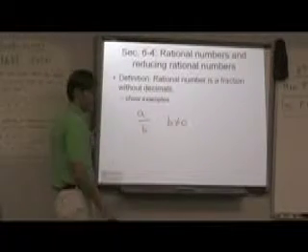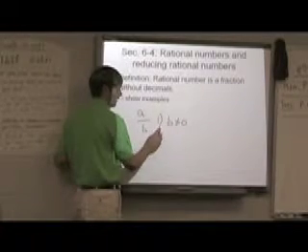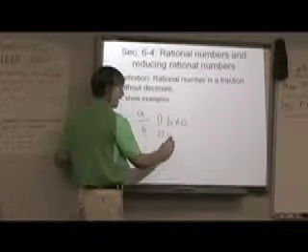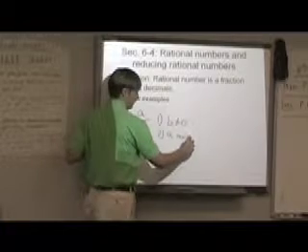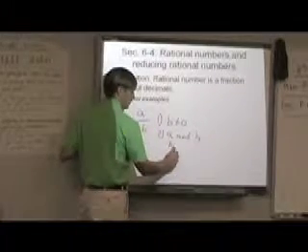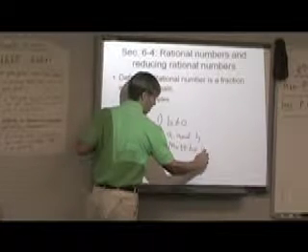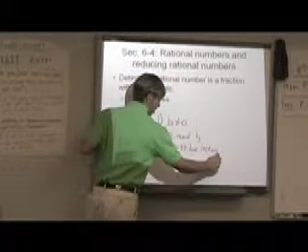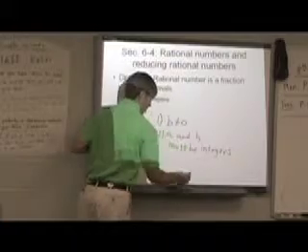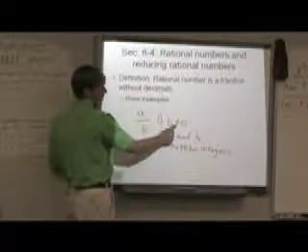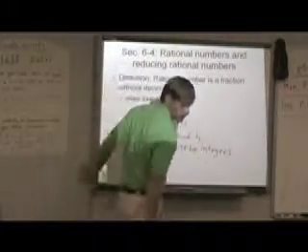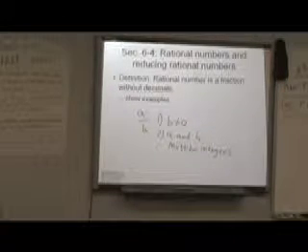That's the first rule of a rational number. The second rule is A and B must be integers. What was the first one? How do you say it? B does not equal 0. B cannot be 0.